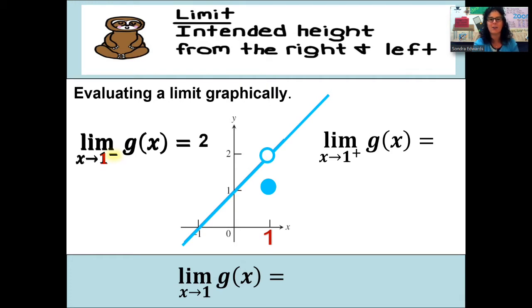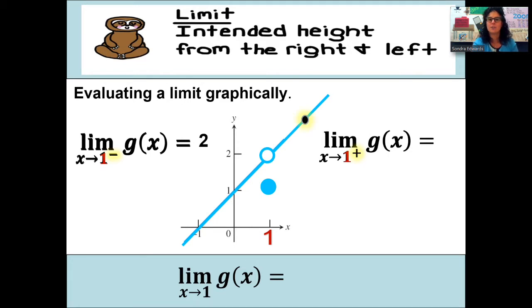It doesn't matter that the actual height of the function is only 1. If I plug in 1 into the g function, I get out 1. I'm not substituting 1, I'm only picking numbers closer and closer to 1 from the left side. And the pattern of heights, the pattern of answers, is heading to 2. All right, now let's come in from the right side.